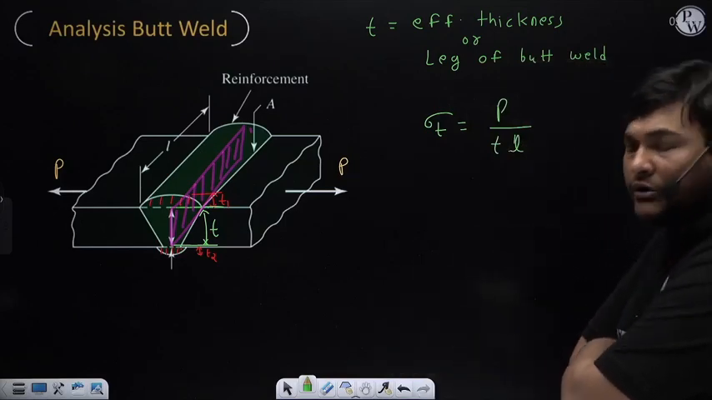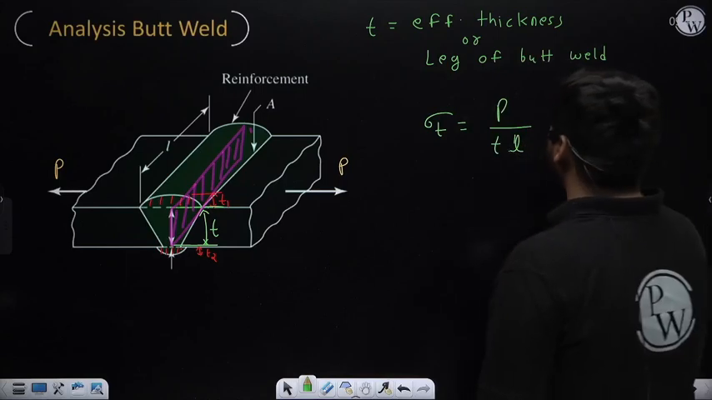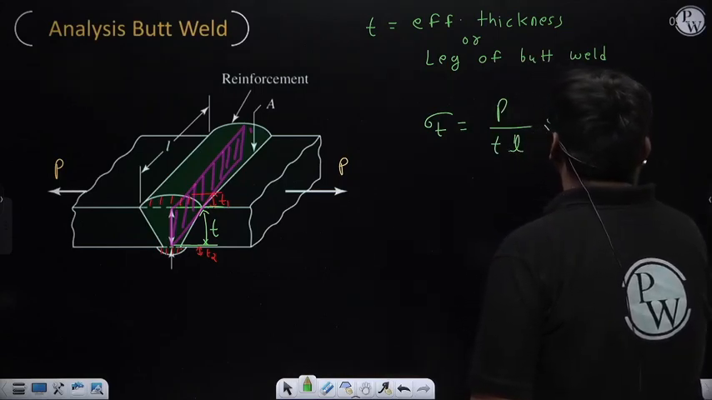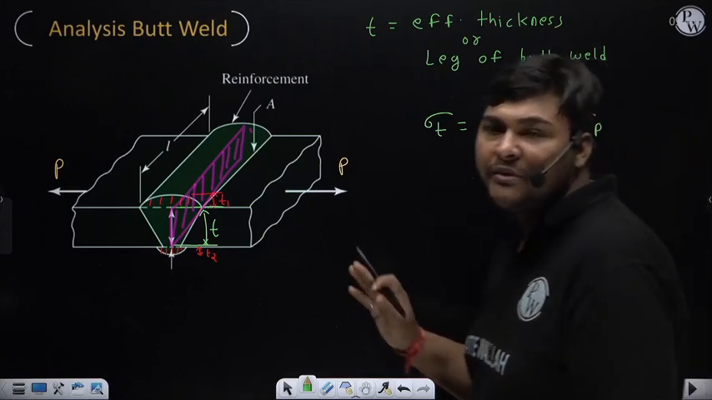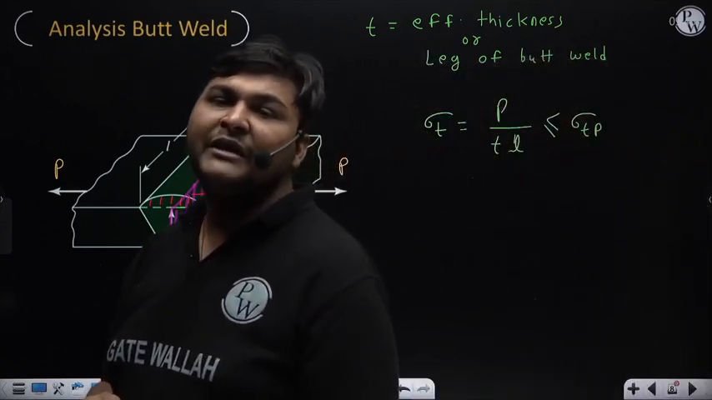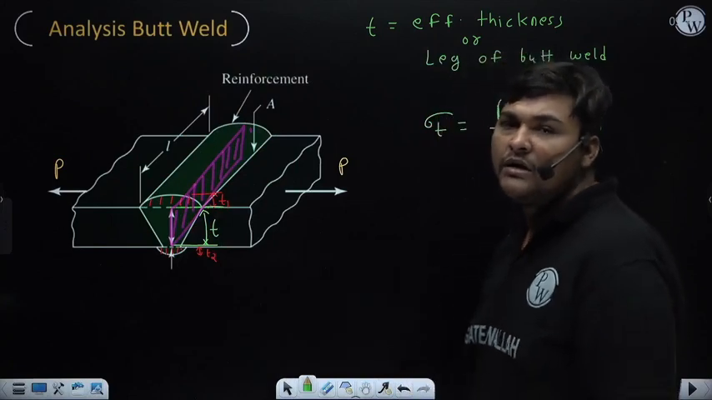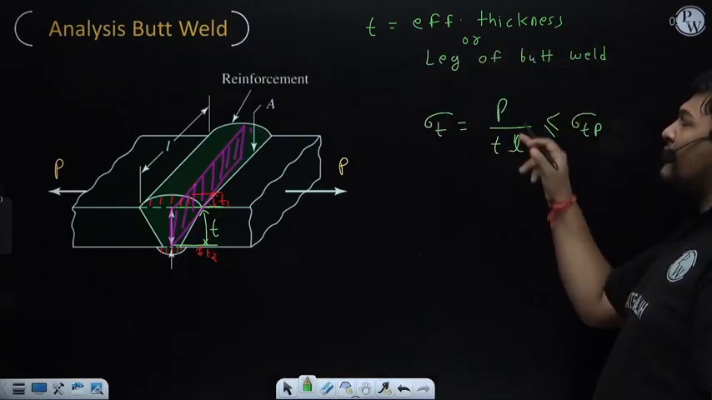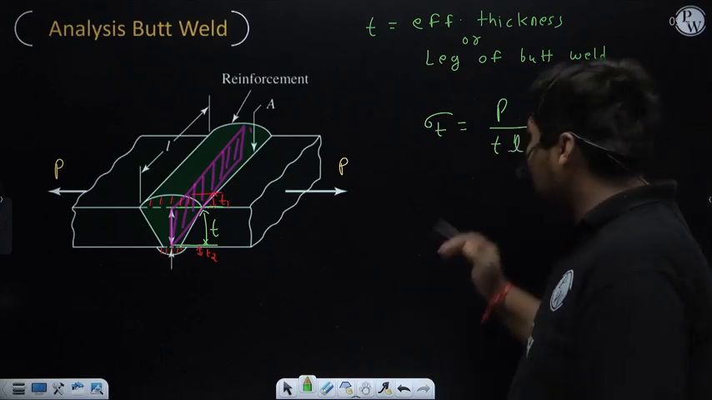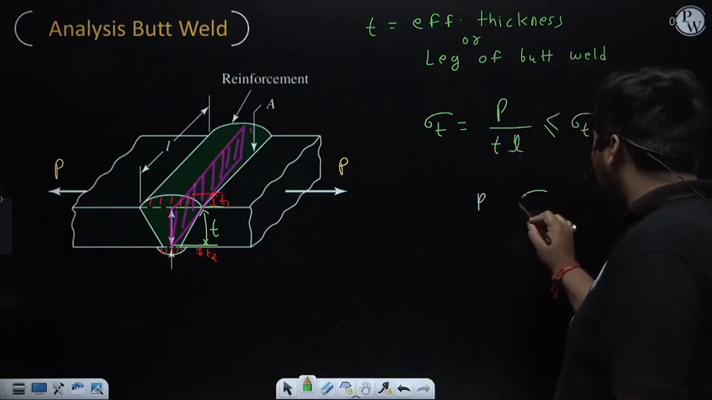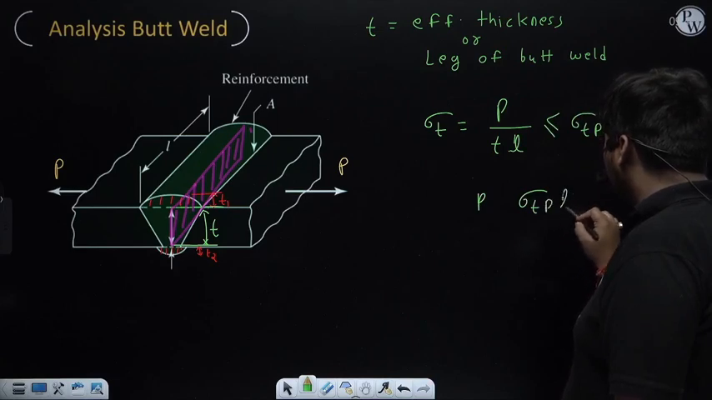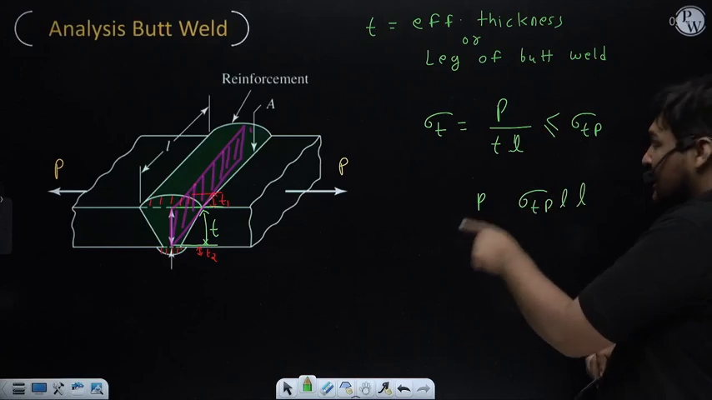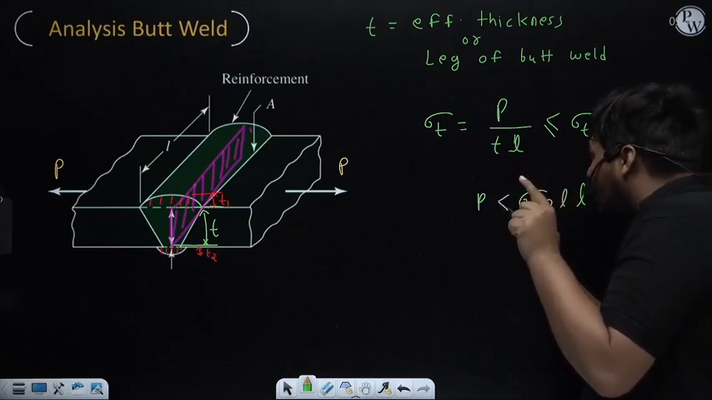Now during design, this tensile stress must be less than or equal to the permissible tensile stress of the weld material. That will be given in the question if any unknown is coming. Suppose in the question T and L are given, and our objective is to calculate the limiting value of load P. So the limiting value of load P will come as sigma Tp into T into L. I have got this value by taking the equal sign. Now the actual P should be either equal to this or less than this.